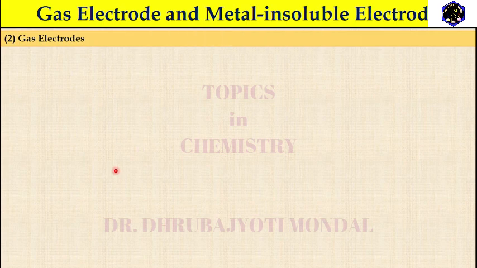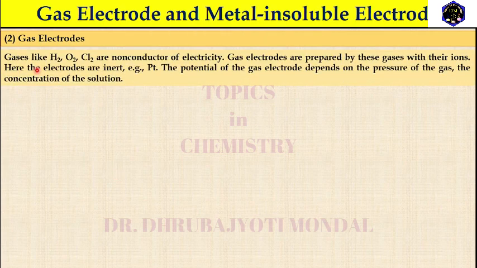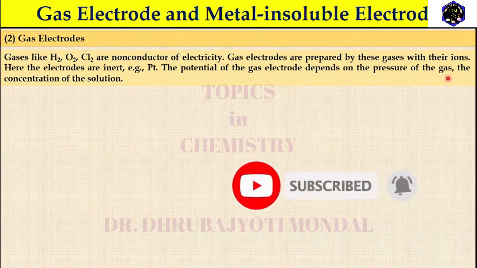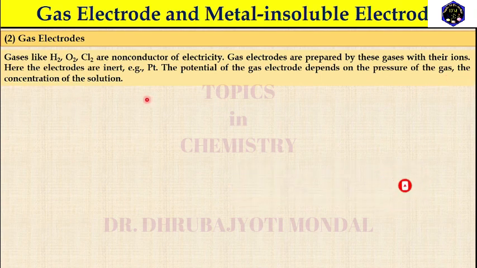Next you have to know what is the gas electrode. You know that gases like hydrogen, oxygen, chlorine are non-conductors of electricity. That's why gas electrodes are prepared by these gases with these ions. As they are non-conductors of electricity, you have to use an electrode which should be inert. So here the electrode is inert platinum. So you have to use platinum electrode. The potential of the gas electrode depends on the pressure of the gas and the concentration of the solution. Okay, so here the potential depends on the pressure of the gas and concentration of the solution.